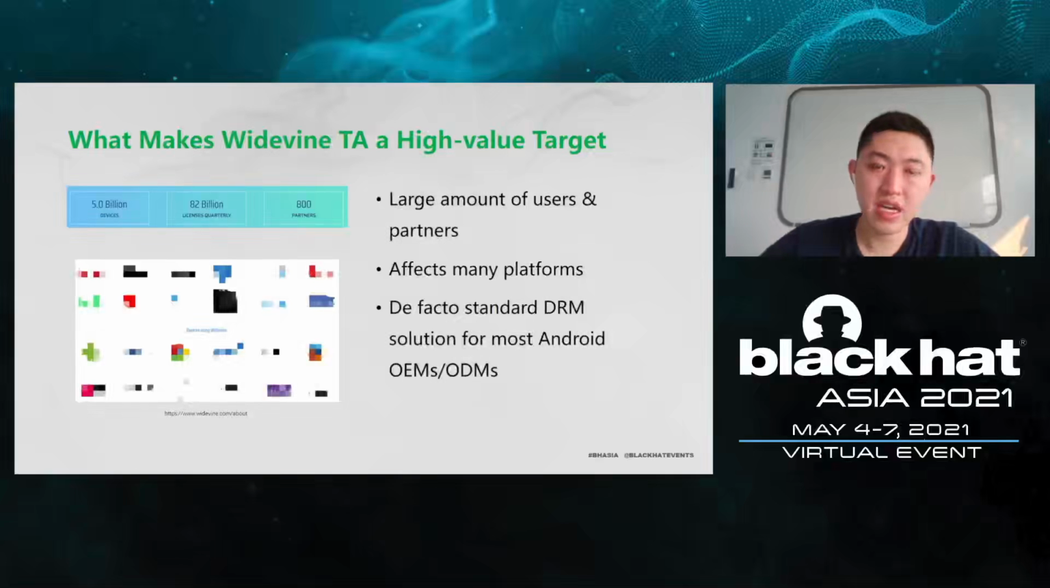As for Widevine, Widevine is a DRM solution provided by a company affiliated to Google, and there are billions of devices running it, and it has hundreds of partners. It will also affect many platforms, not just QTEE, and it has become the de facto standard DRM solution for most Android devices.